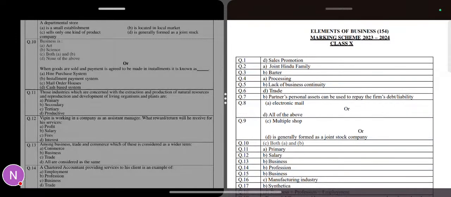Next, Vipin is working in a company as an assistant manager. What reward or return will he receive for his service? Profit, salary, fees, or interest. So he will receive option B, that is, salary.